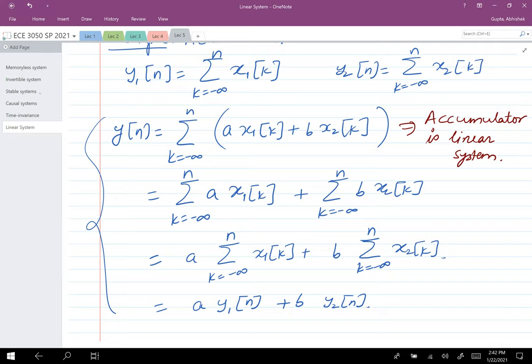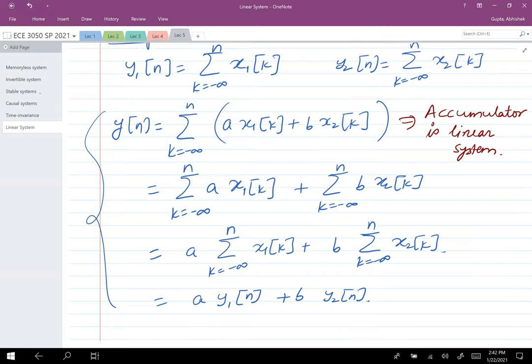Okay, so the superposition of two inputs leads to the superposition of the outputs. Here, a and b could be any complex numbers, right? I can do this superposition because everything that we have done so far doesn't require that a or b be a real number. Any question on the linear system part?